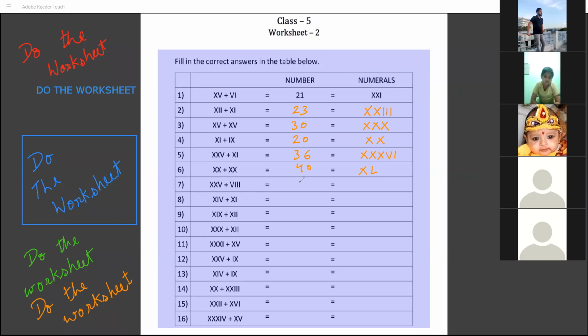XXV matlab 25 plus 8 is 33. 33 ka matlab XXXIII. XIV matlab 14. 14 plus 11, 25. 25 matlab XXV. XIX matlab 19 plus 12. Beta, samar thoda halke bolo.